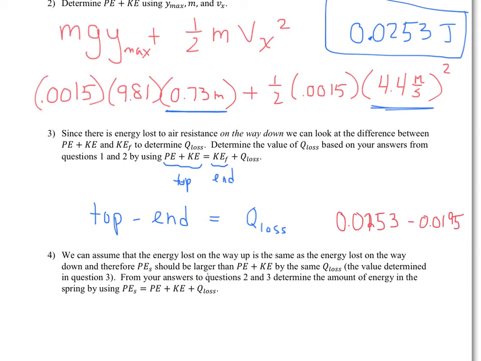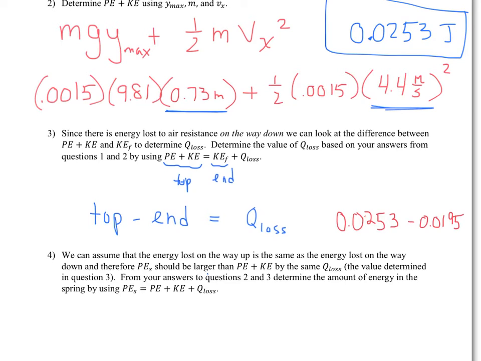So this is a 2 here. Let me correct this. This is a 2. So the energy that wooden projectile has at the top of its path, the energy was this. The energy when it hits the ground was this. The difference in these energies is the energy loss due to air resistance. So that was our goal to figure out in number 3 here, was to figure out Q loss.